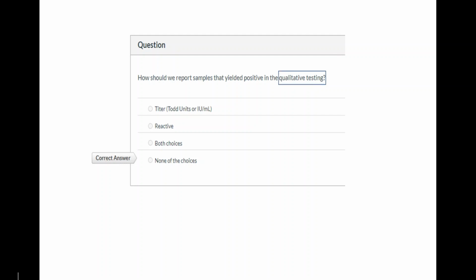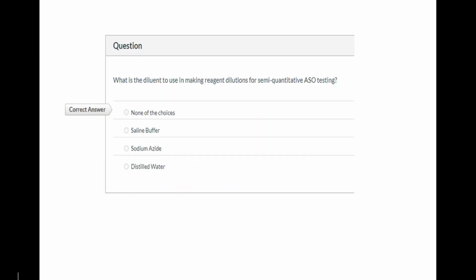How should we report samples that yielded positive in the qualitative testing? Our keyword here is qualitative testing. When the test is qualitative, we are to report the result either as positive or negative. Most of you answered reactive, but reactive is not the appropriate term. It should be positive. Okay? Some of you also answered titer, which is in Todd or IU units, but the keyword here is qualitative. We only report titer when we perform semi-quantitative or quantitative testing. Okay, so the best answer here is none of the choices.